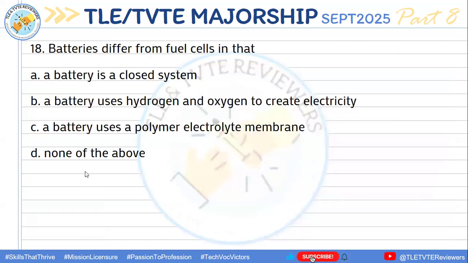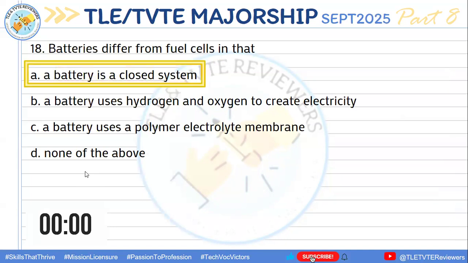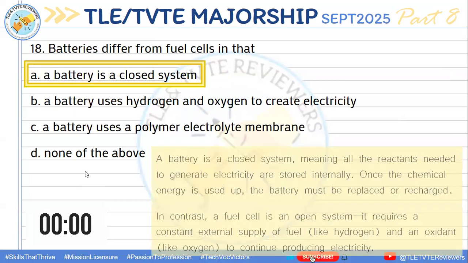Number 18, batteries differ from fuel cells in that A, a battery is a closed system. B, a battery uses hydrogen and oxygen to create electricity. C, a battery uses a polymer electrolyte membrane. Or letter D, none of the above. Answer letter A, a battery is a closed system.